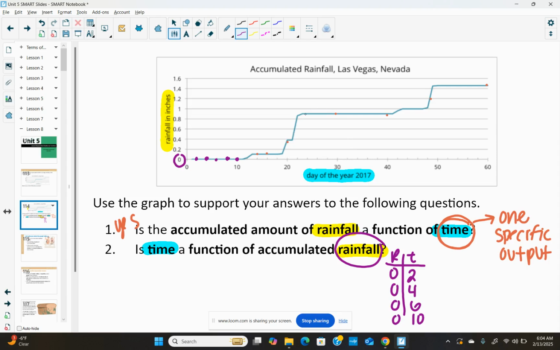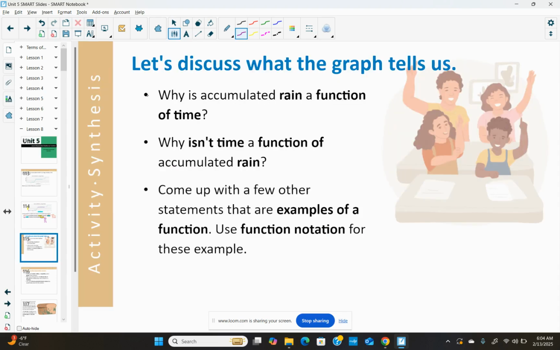And you can see that happening in other places too, right? Like this chunk of time would be repeats, or this chunk of rain would be repeats. So 0.9 is happening from about 24 days to 40. That would be another problem. So time is not a function of rainfall. Rainfall is definitely a function of time, but time is not a function of rainfall. So we talked about this: why is the rain a function of time and why isn't time a function of rain?